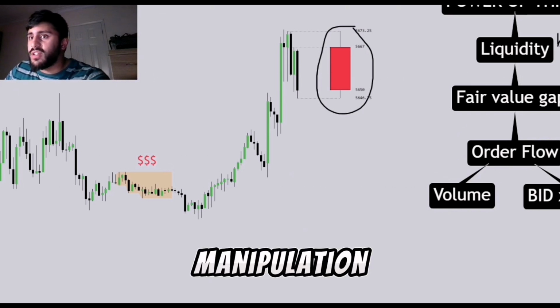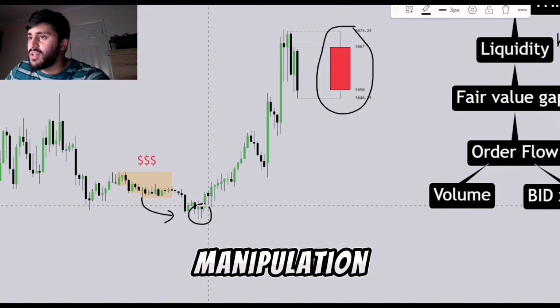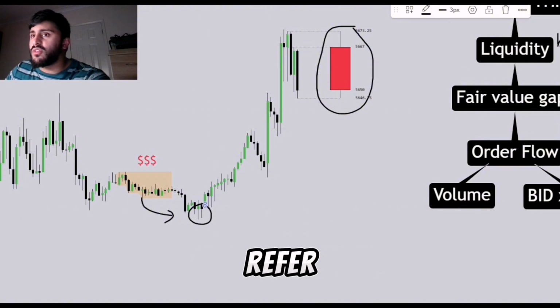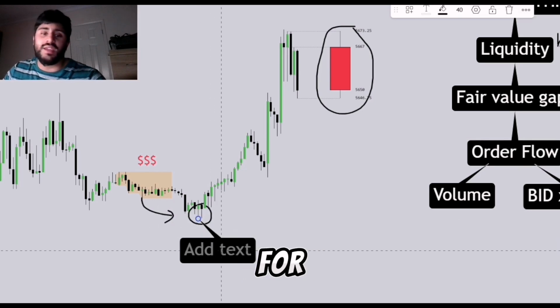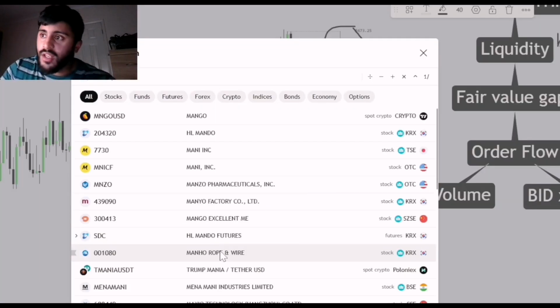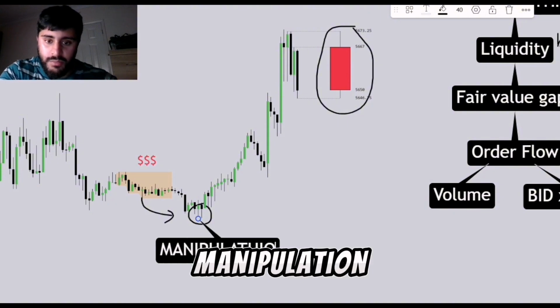So now we have a manipulation just over here. Price has taken out this Asian range low, and we have a manipulation. This you can refer to as the ICT Judas swing or the turtle soup or any of these other fancy names, right? For me, I just like to call it a manipulation. So this is our manipulation. Let's just label that in here, right? So, manipulation, if I can spell that.